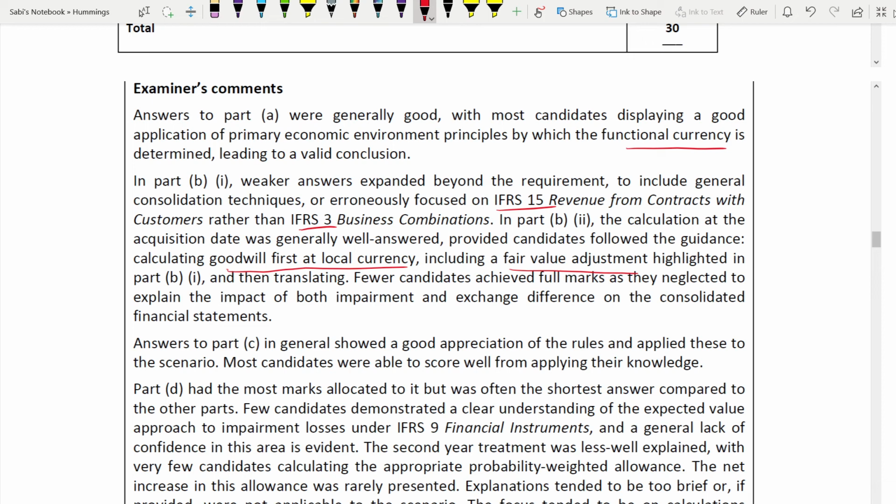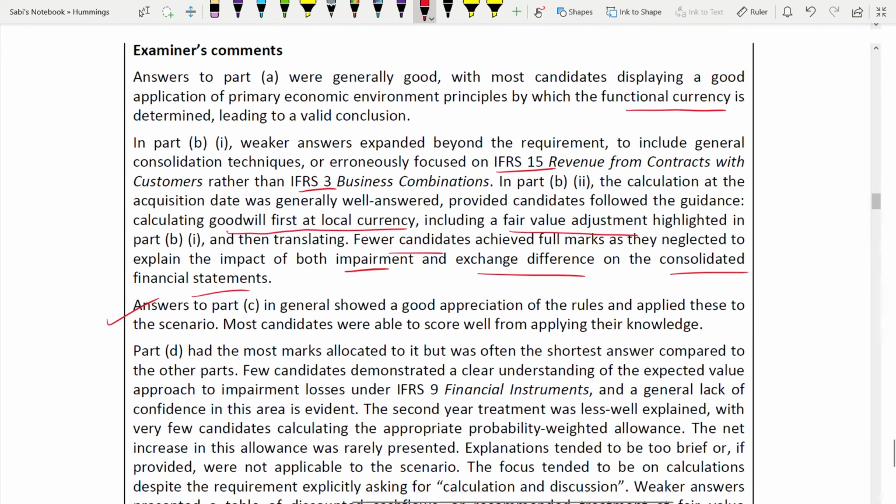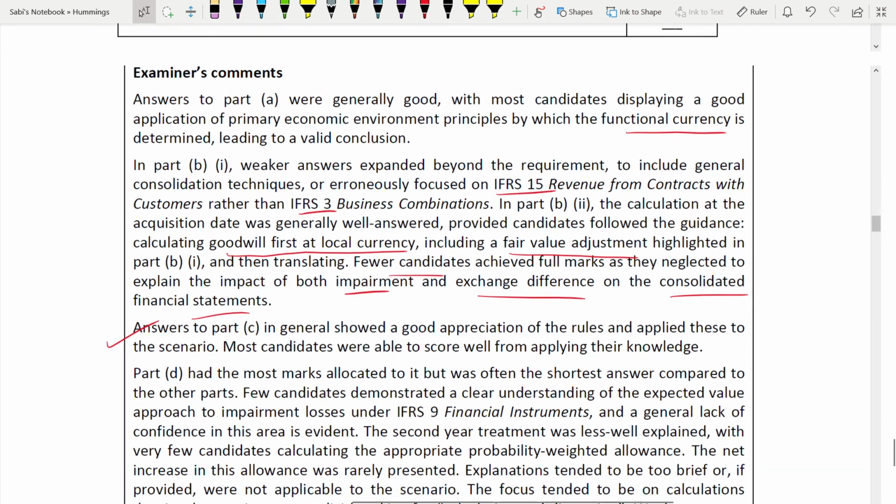But only a few candidates achieved full marks. The reason is they ignored the impairment and the exchange differences on the consolidated financial statements, the impact of both the impairment and the exchange differences. They ignored this part. Part C was also good enough. The IFRS 5, non-current assets held for sale. Because it's mostly knowledge, it's easy also.